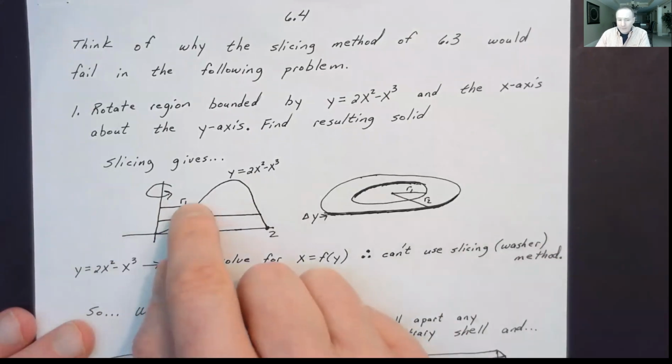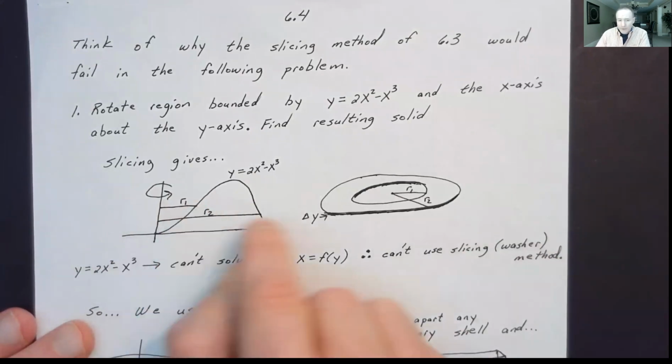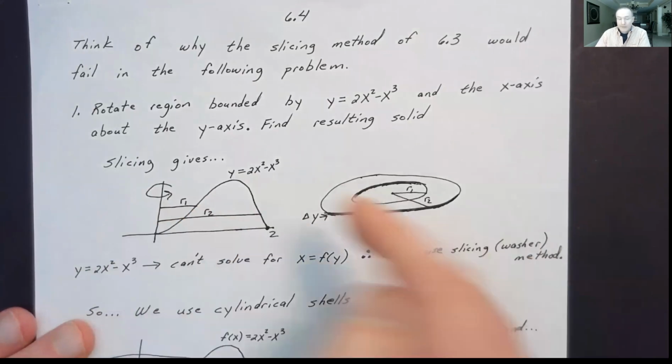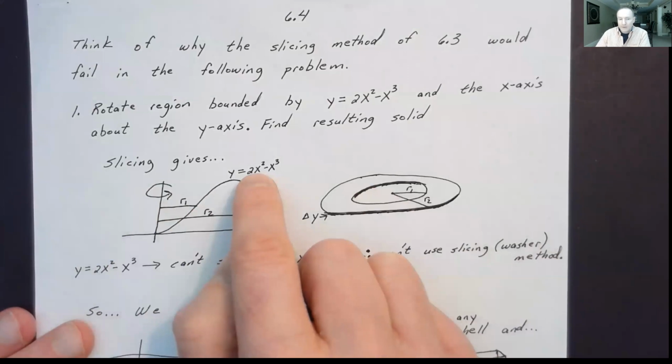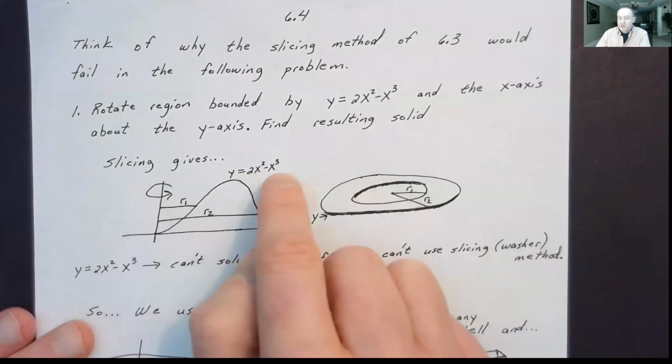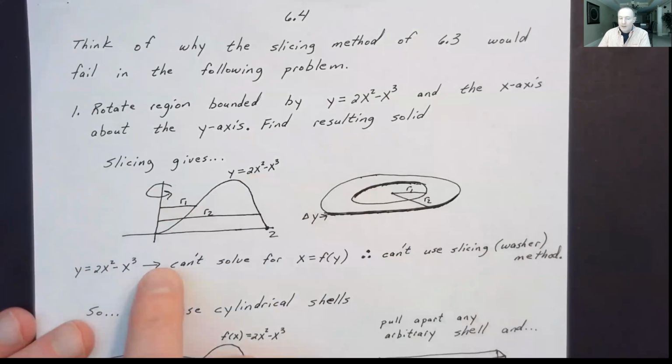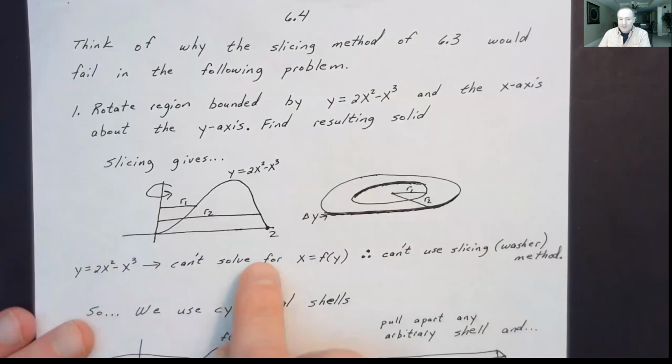I don't have a formula for what this part of the curve is and this part of the curve is. Why? Well, the reason is because you're not able to solve this equation for x solely in terms of y. That's what I'm saying here. You can't tell me what x is equal to only in terms of y. So could you solve for x in terms of x and y? Of course. That's not helpful.